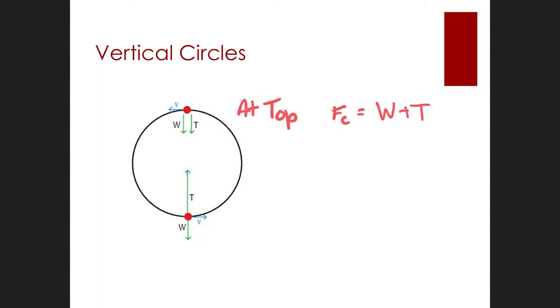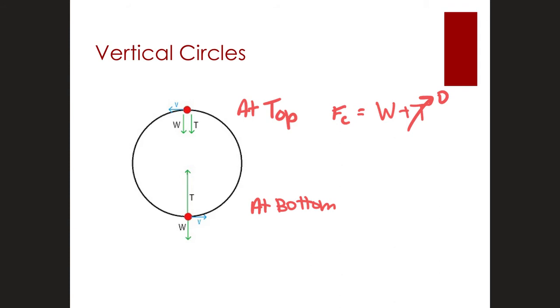In order for us to get this centripetal force, we have the weight pulling down at the top of the circle, and we just said for the minimum speed, I actually have no tension. At that speed, the weight will be just enough to cause the centripetal force to move it in the circle. Remember, the centripetal force is a net force, and something has to cause it.